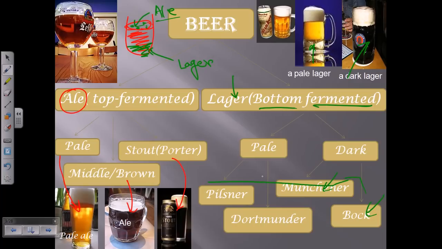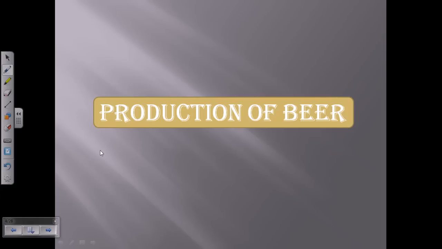I don't encourage you to memorize, but you must know that there are different color variations like pale coloration, dark and brown. Usually the browns are ale, and those things can be distributed.